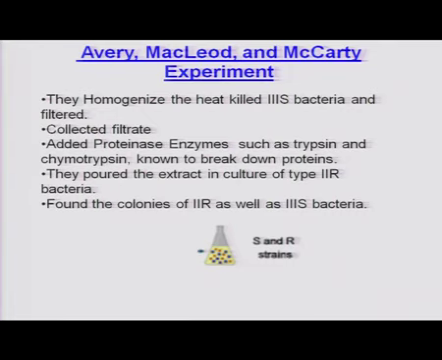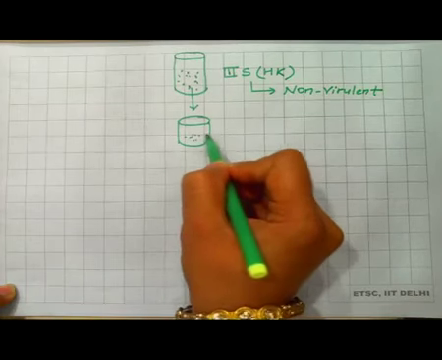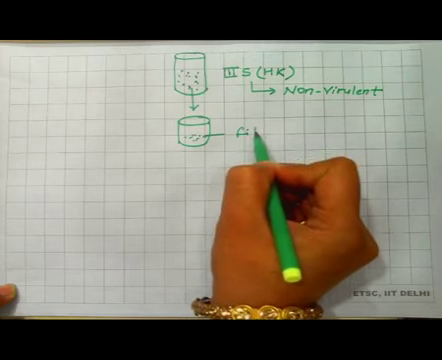What they did is they took 3 S heat killed bacteria. Heat killed bacteria means these bacteria are non-virulent. Non-virulent means it cannot cause the disease. They homogenized all those cells and filtered these homogenized cells and collected the filtrate. So, they collected the filtrate of the mixture.